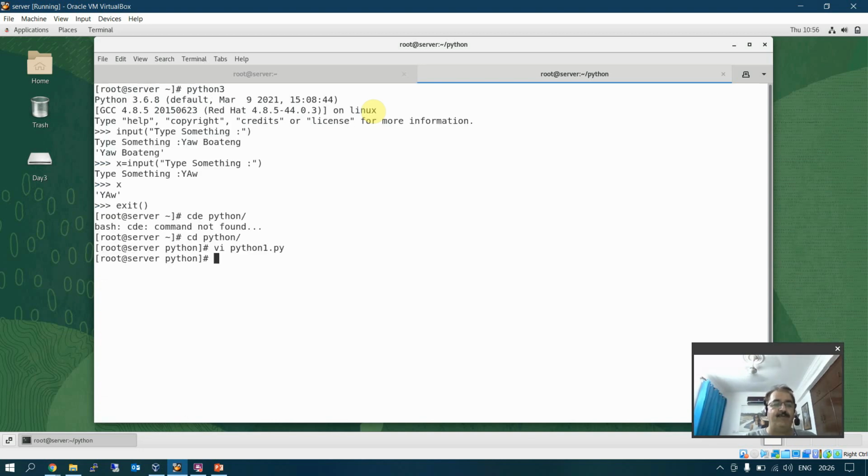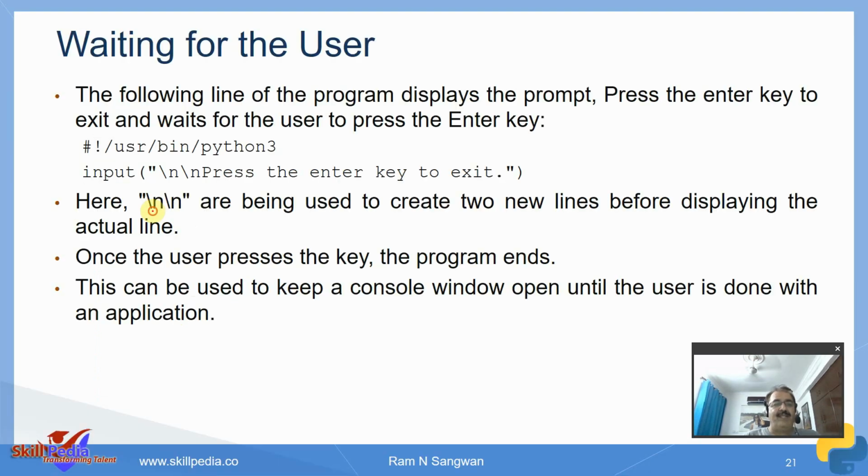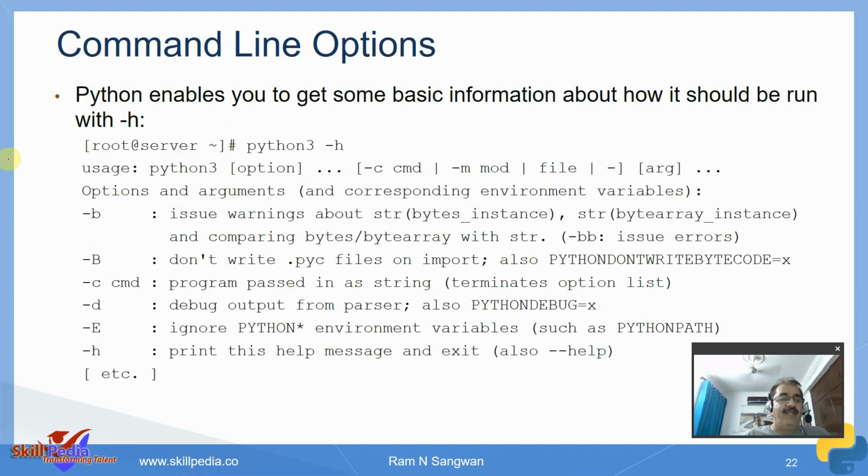And then if I want to execute this program, I type Python 3 and then the program name python1.py. So first 2 blank lines because of \n, and then 3 tabs because of the \t I typed. So \n is being used to create 2 new lines before displaying the actual line. Once the user presses the key, the program ends because there is no other command. This can be used to keep a console window open until the user is done with an application. That makes sense.